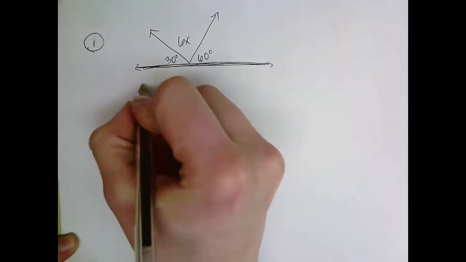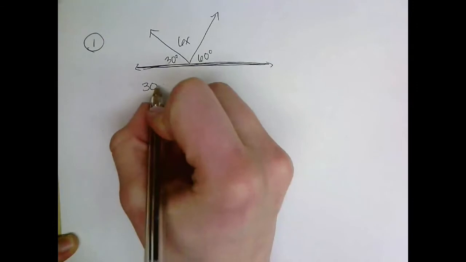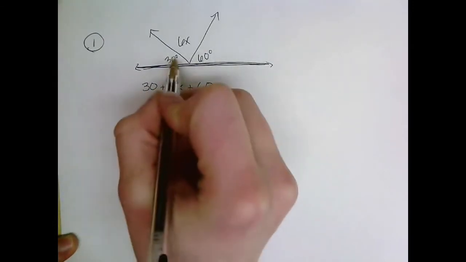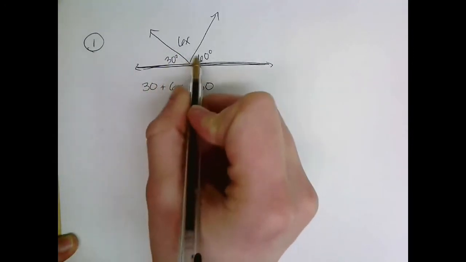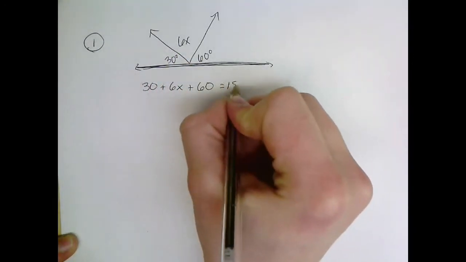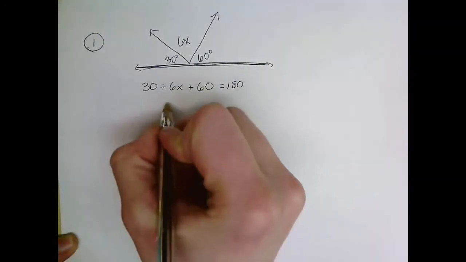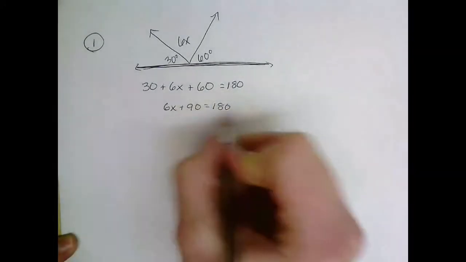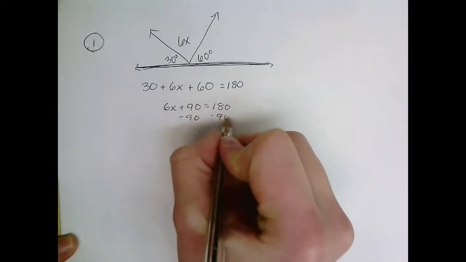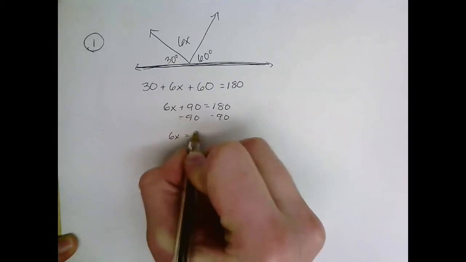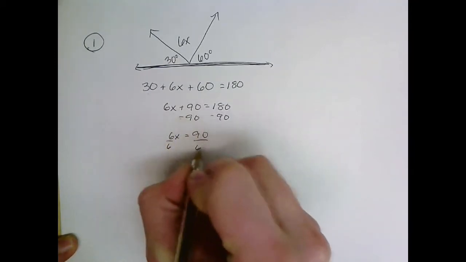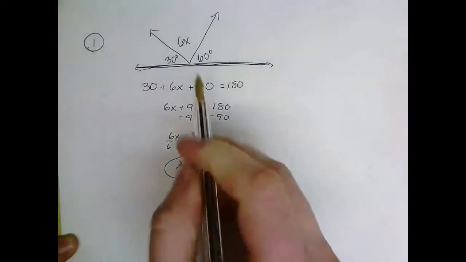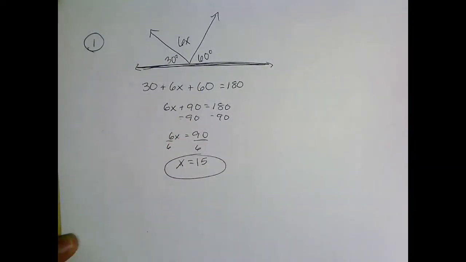One is to think about writing an entire equation that shows that it's all going to be equal to 180. That means if I add all 3 angles together, so 30 from the first angle, 6x from the second angle, and 60 from the third angle, it equals 180. From there, we could combine like terms. We'd end up with 6x plus 90 equals 180. We could subtract 90 from both sides. We end up with 6x equals 90. And then we divide by 6, and we end up with x equals 15. So in this diagram here, we're going to have x equals 15 as our final answer.